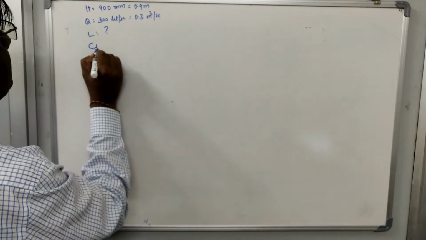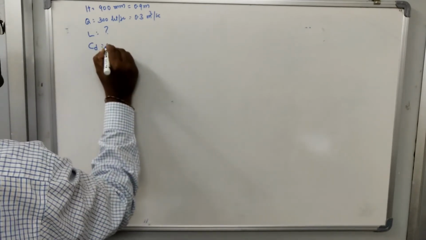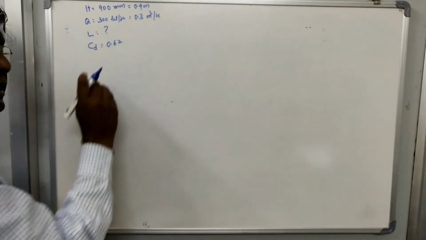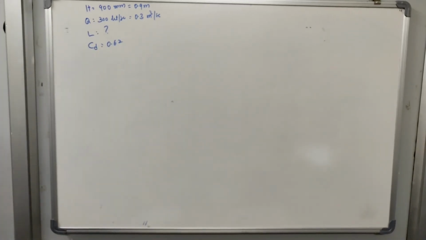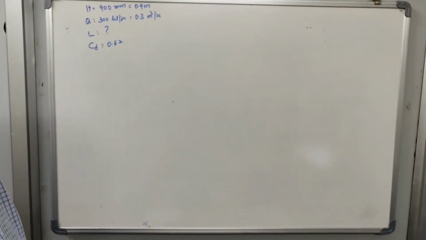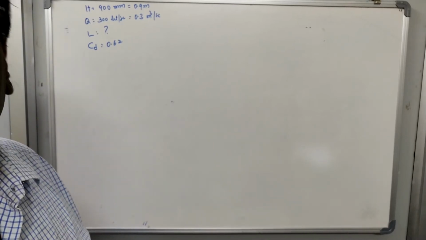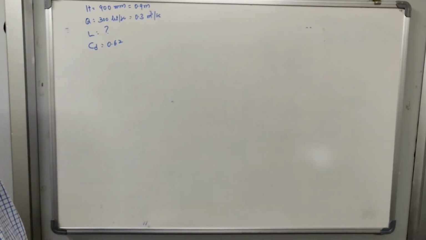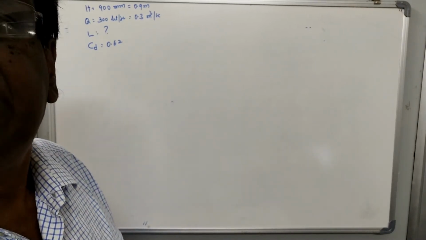Then CD is given. CD is 0.62. In the main examination and also in the question paper, sometimes they may not give the CD value. If the CD value is not given, you can take any value between 0.65 to 0.7.